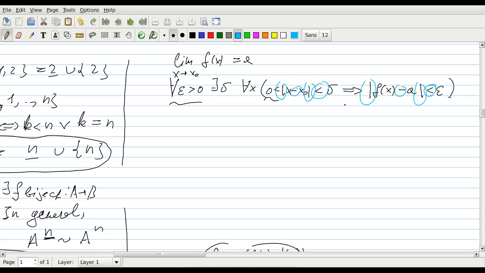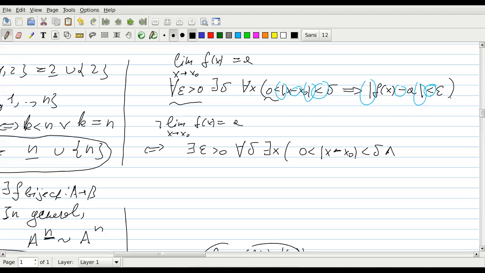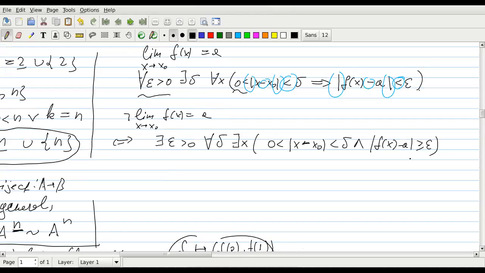Какая выгода? Например, я могу легко построить отрицание этого предложения. Что значит, что функция не стремится к a? Теперь это очень легко. Это значит, что существует эпсилон больше нуля, такой, что для любого дельта существует x, который лежит в этой окрестности, но неравенство не выполняется. Можно сразу из свойств арифметики заключить, что это больше или равно эпсилон.